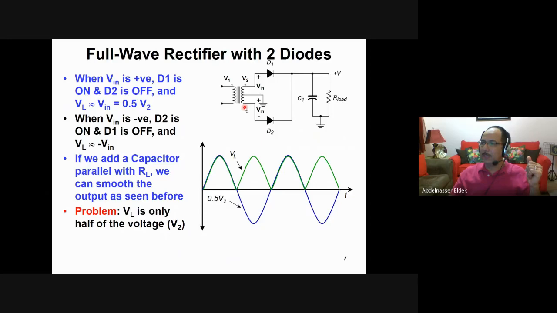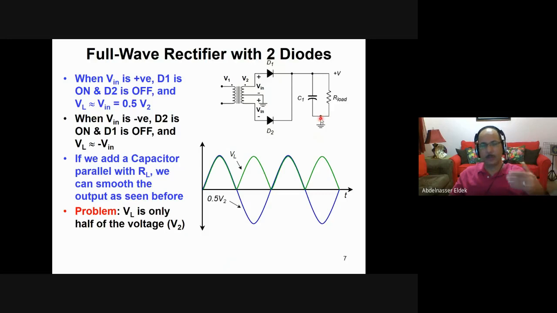If this one is positive and this one is negative, this is actually the negative half cycle, the second half. In the half wave rectifier, this was not working; it was just clipped. But here, when this one is positive and this one is negative, D2 will be forward biased, so it will be a short circuit, and D1 will be an open circuit. So we will have a current through D2, and it will go through the resistor and charge the capacitor again. So now we charge the capacitor every half cycle.